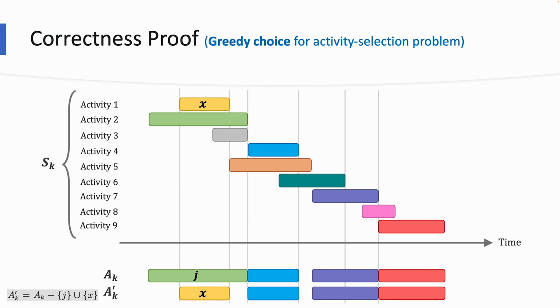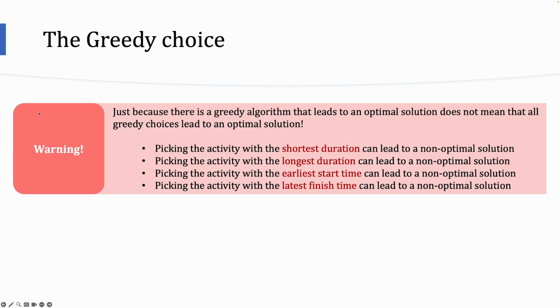Now, with that said, you need to be very, very careful when it comes to doing greedy programming, especially when you're expecting your greedy choice to lead to an optimal solution. For the activity selection problem, picking the activity with the shortest duration, or longest duration, or earliest start time, or latest finish time all lead to non-optimal solutions.